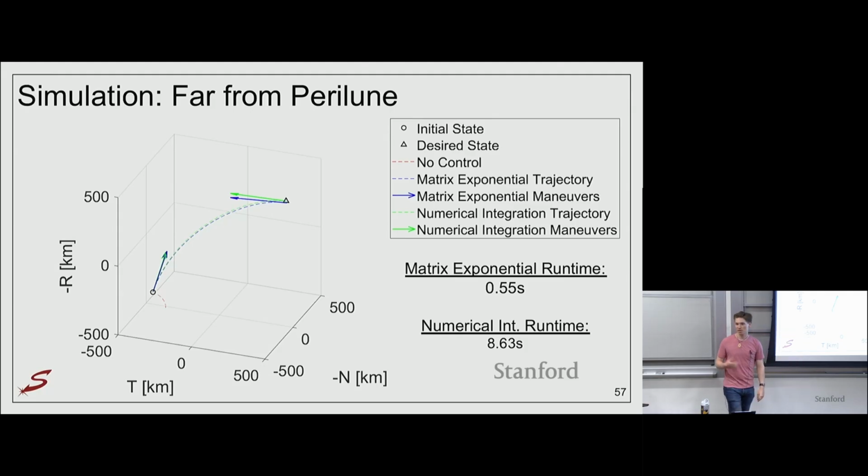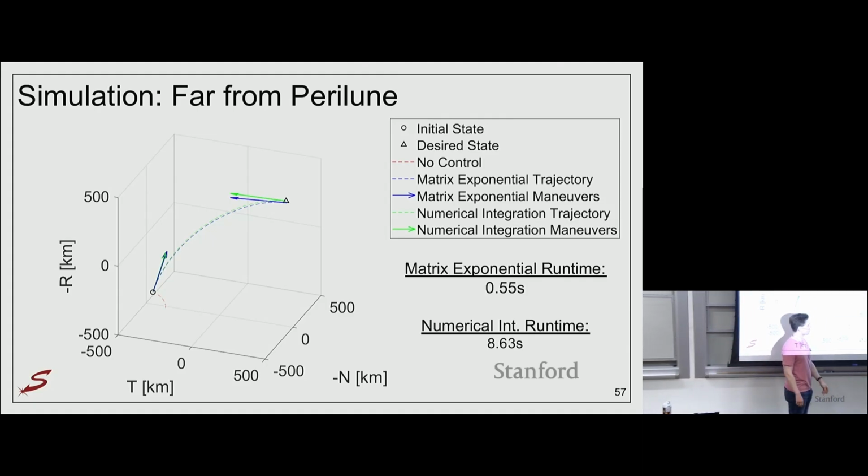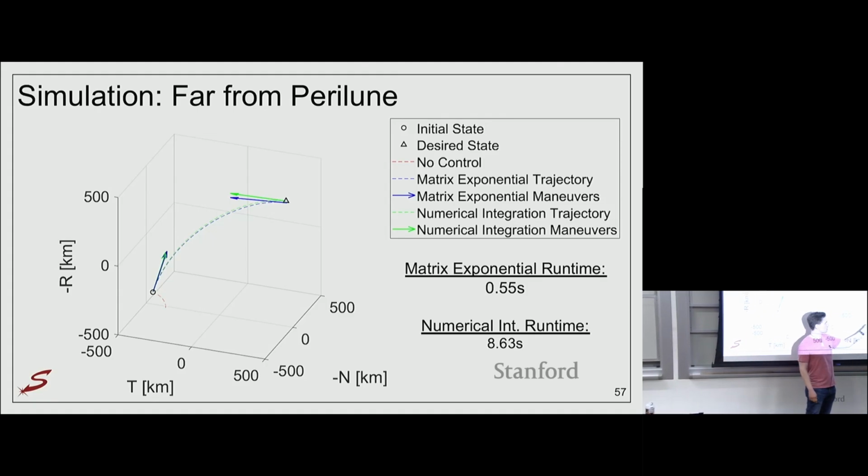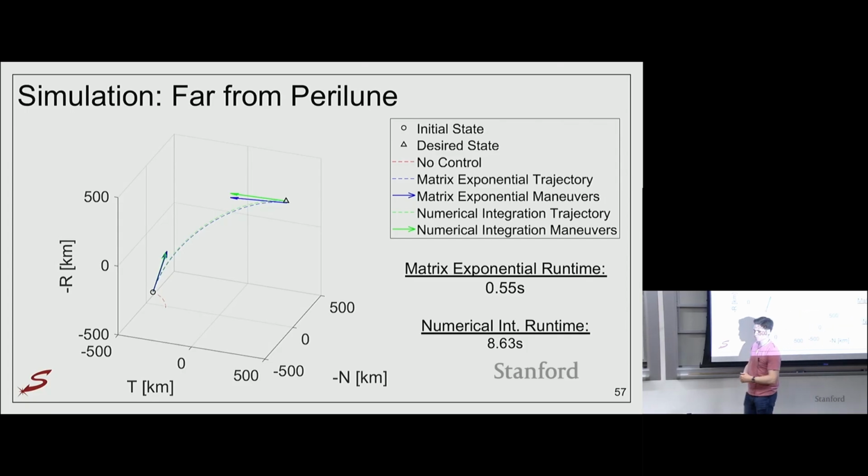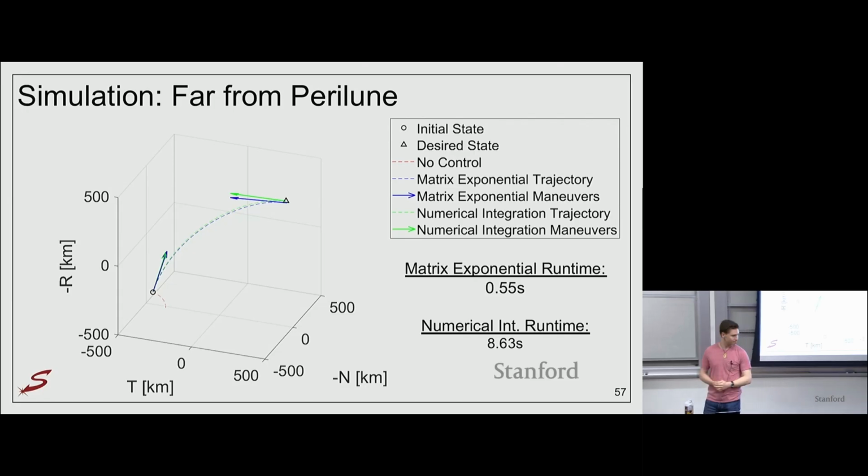They both come up with very similar maneuver plans. They both come up with fairly smooth trajectories. They both basically achieve the final desired state. And if you look at their runtimes, the computational advantage of the matrix exponential approach is obvious. But this is for a fairly well-behaved system, where the matrix exponential approach accurately characterizes the dynamics.